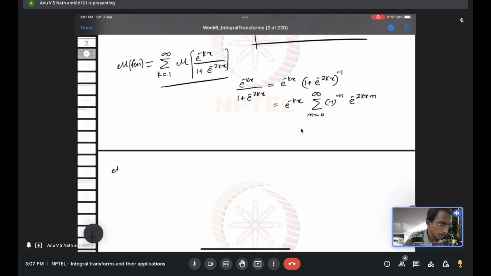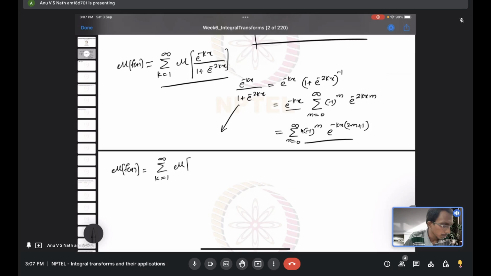So what we want to do is that the Mellin transform of the function is equal to the sum over k equal to 1 to infinity of the Mellin transform. Before that, again we can simplify this, bring the exponential of minus kx inside the summation over m equal to 0 to infinity of minus 1 the whole raised to m, and group together the exponentials. So we'll get e raised to minus kx times 2m plus 1. Okay, now we'll substitute that here.